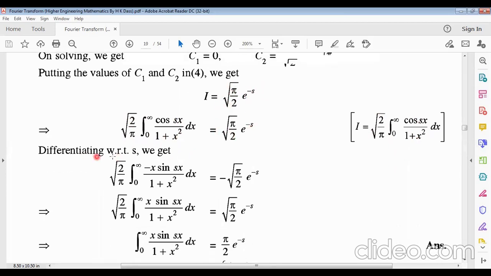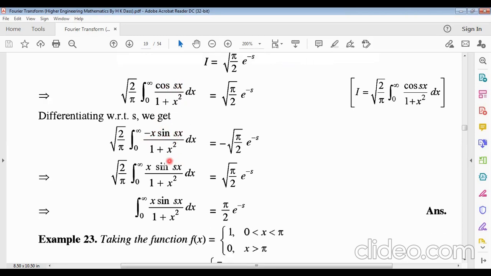Now differentiating with respect to s, the same process. We must know the differentiation of cos is sine, multiplied by the coefficient of s, which is x, and the differentiation of cos has a minus sign. Remember it. So root over 2 by pi, integral from 0 to infinity of x sin sx divided by 1 plus x square dx equals, the minus will be cancelled, so we get only this one.